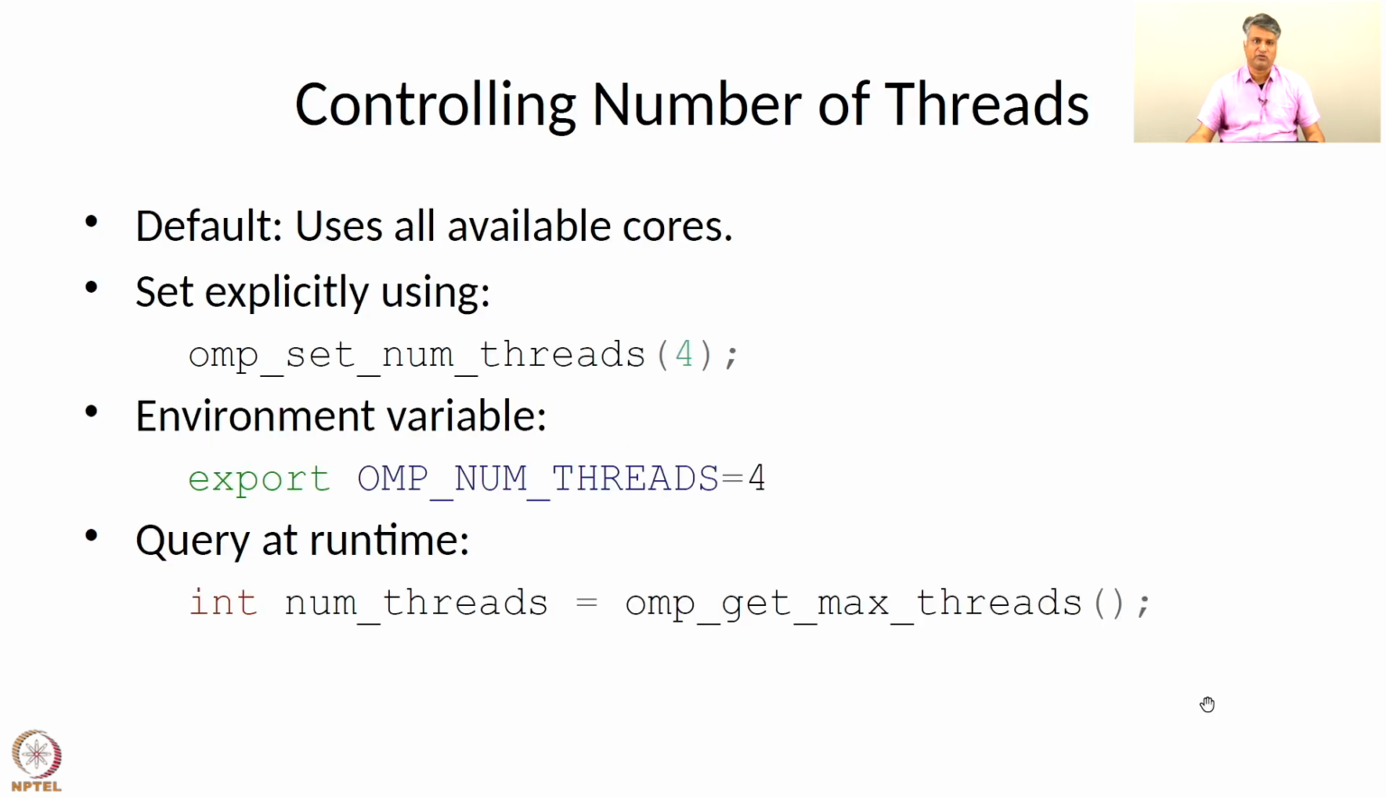How do we control the number of threads? By default, it uses all available cores. You can explicitly set it, for example, if you are on a 24 core machine, but you just want to use 4 cores, then you will say omp_set_num_threads(4). You can also set this variable outside the program in the environment by doing export OMP_NUM_THREADS=4. At runtime, you can figure out the maximum number of threads by using the omp_get_max_threads function.